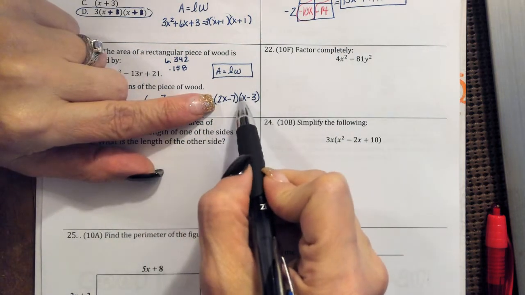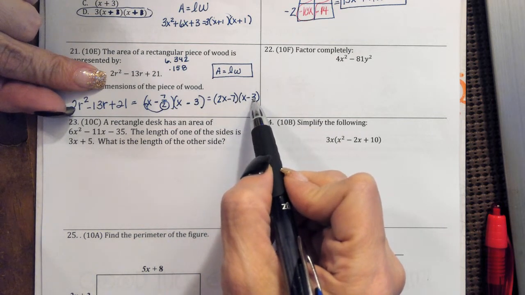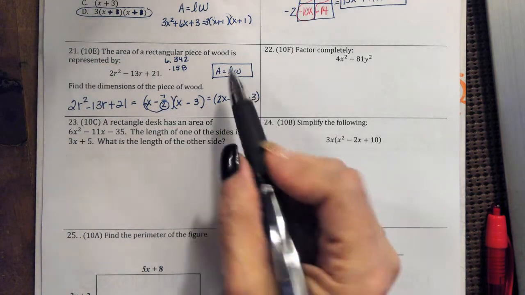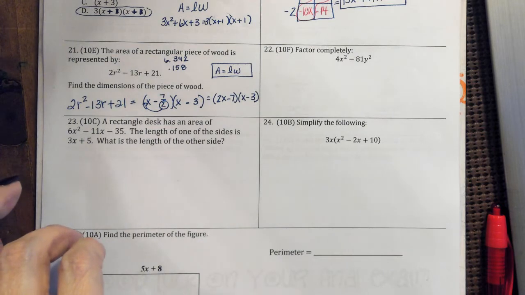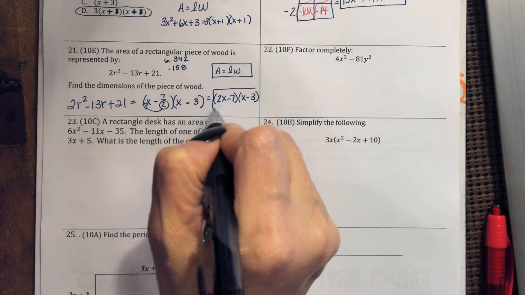I'm going to double check. 2x times x is 2x squared. 2 times 3 would give me 6, plus 7, yeah, it gives me 13. I don't know how we got these weird numbers here whenever we did it. We should have seen a positive 3. Maybe we did and I just didn't catch that. So anyway, there is my factored form.